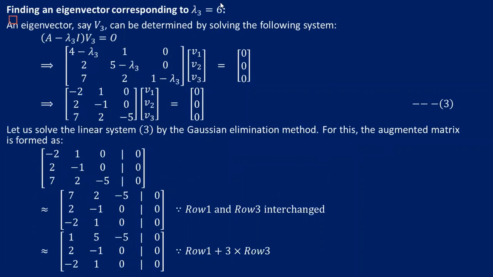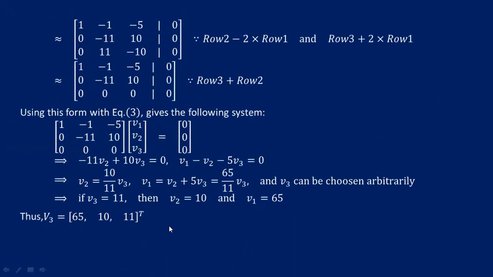Now we calculate v3 similarly, corresponding to our eigenvalue lambda 3, which is equal to 6. All the steps of the previous slides are repeated here. First of all, find the augmented matrix, then solve this augmented matrix by the Gauss elimination method, and after solving it you find the eigenvector, whose name is v3. Note one thing here: our last row is again 0, so v3 is our free variable, and we choose its value according to our choice.